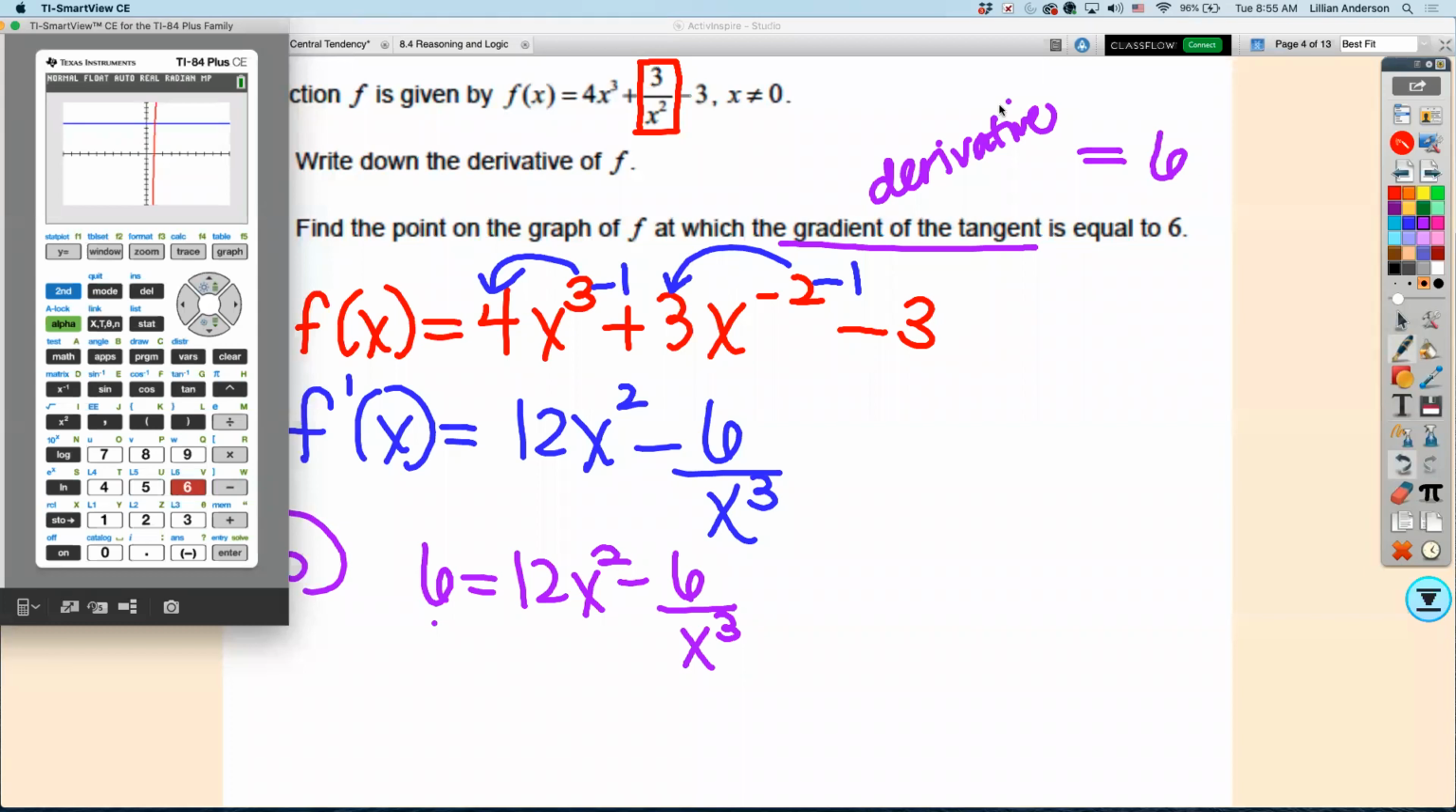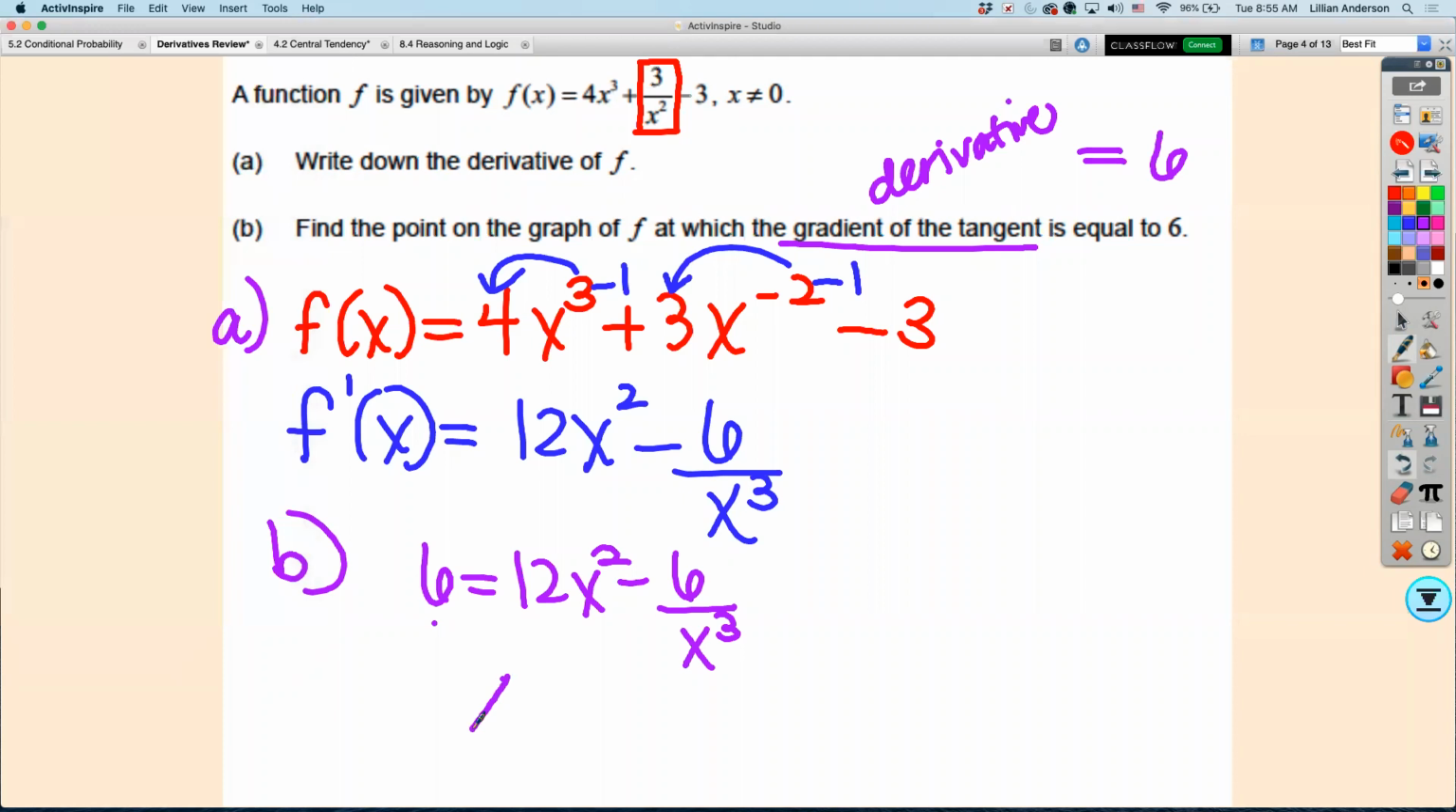So we graph 6 into y1, 12x squared minus 6, x to the third, y1, y2, we look at where they intersect. So then that's going to be second trace, option 5. Move closer to that intersection point and click enter 3 times. Did you guys get x equals 1? Very good. So if x is equal to 1, it's asking me for the point, which means I need an x and a y. How do I find the y?